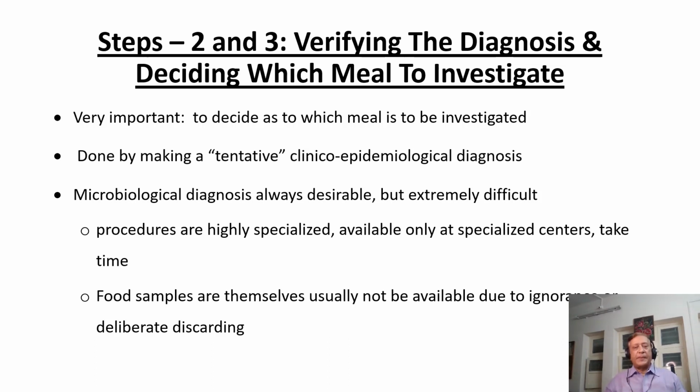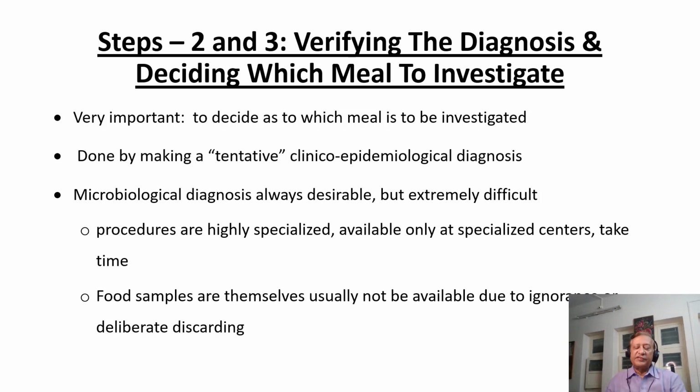Now, the next two steps, step 2 and step 3, which consist of verifying the diagnosis and deciding which meal to investigate, are generally combined while actually investigating an outbreak of food poisoning. One has to decide which meal is to be investigated, and this is done by making a tentative verification of diagnosis mainly on clinical grounds, while microbiological diagnosis is always desirable. But for all practical purposes, it is extremely difficult to establish laboratory diagnosis quickly because the procedures are highly specialized, available at only specialized centers, and they take time.